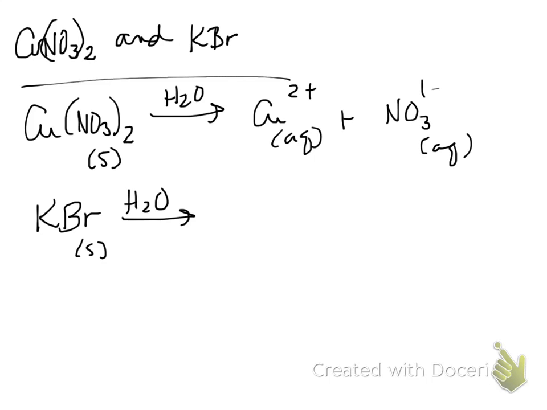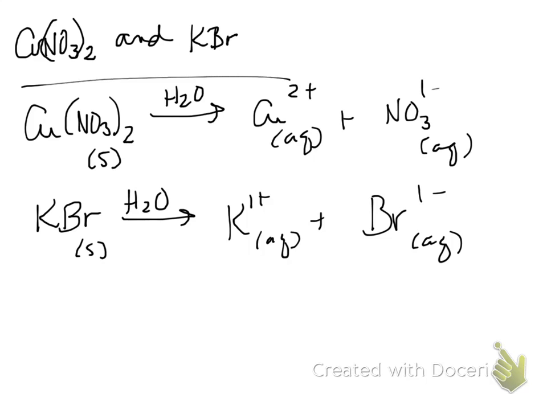And what about the potassium bromide? Give me one of the ions. Potassium in aqueous solution. Go ahead, David. Which is Br1 minus, also aqueous.